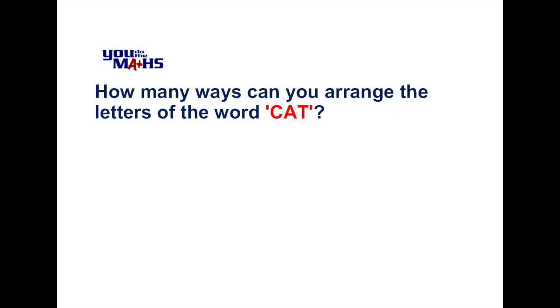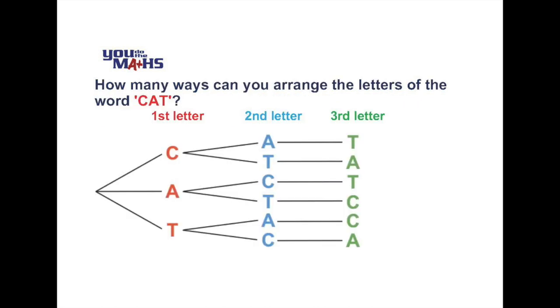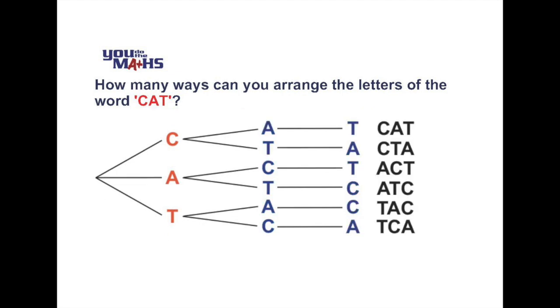In another video in the series in Counting Techniques, we looked at how many arrangements you can make from the word cat. An easy way to do that is to have a look at a tree diagram, where you look at the possibilities for the first letter, the second letter, and the third letter. If we do that, we can see all the possible outcomes, and they're on the right hand side in black. So for example, we could have CAT or CTA, etc.